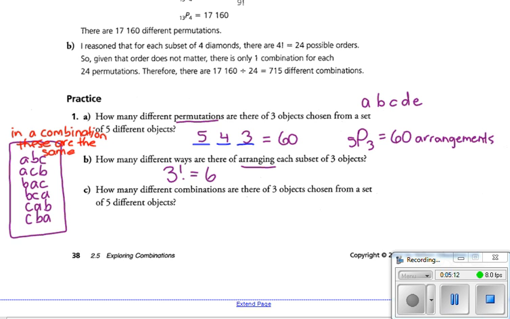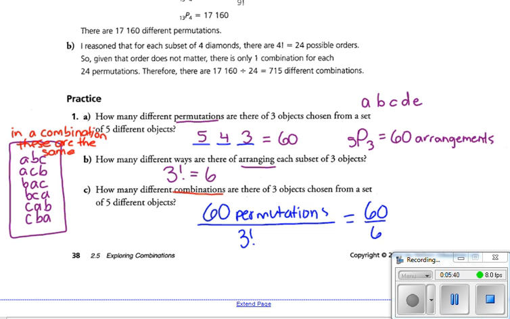So how many total combinations are there? How many different combinations are there of 3 objects from a set of 5 different objects? Well, if we know there were 60 different permutations, and each subset has 6 that are identical, we're going to divide that by 6, or 3 factorial. 60 divided by 6 gives you 10 combinations. What's really important here is to note that when we are dealing with a combination, these are all the same. So I need to eliminate those repeats, okay?